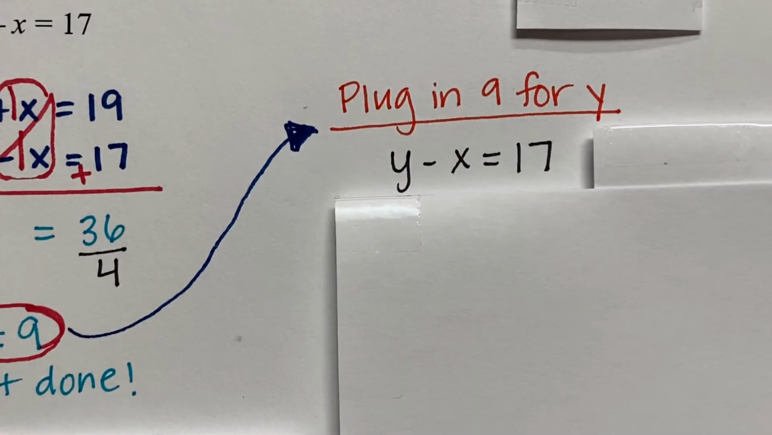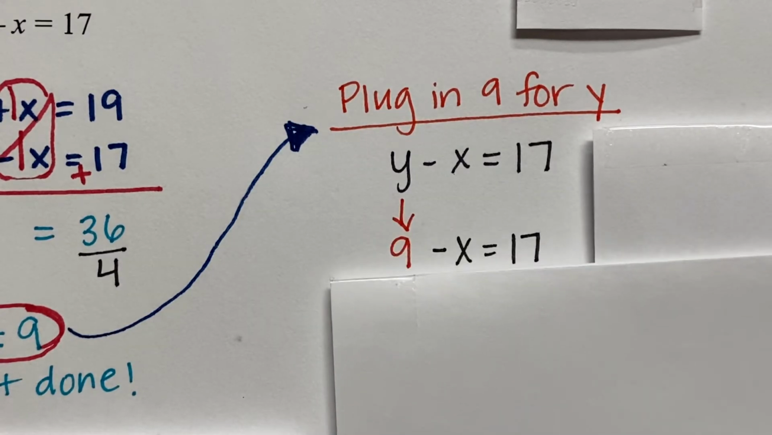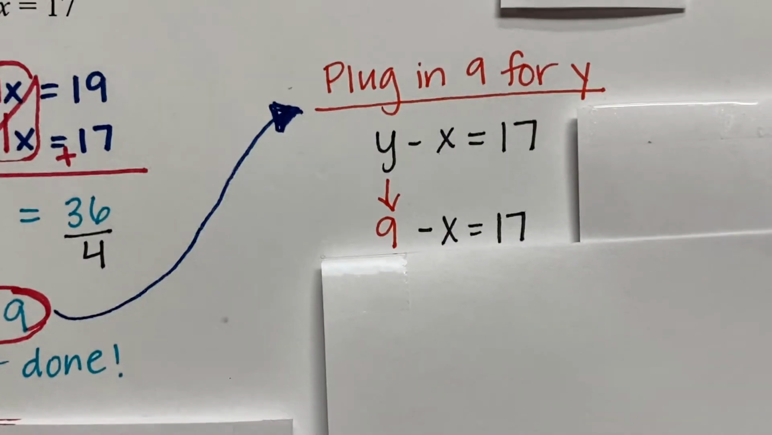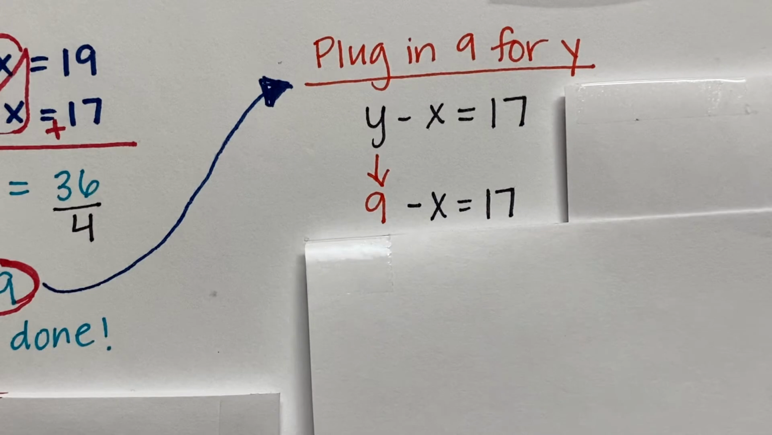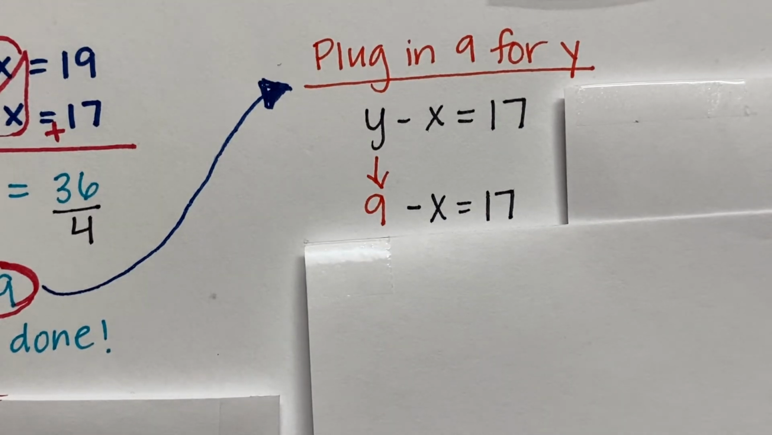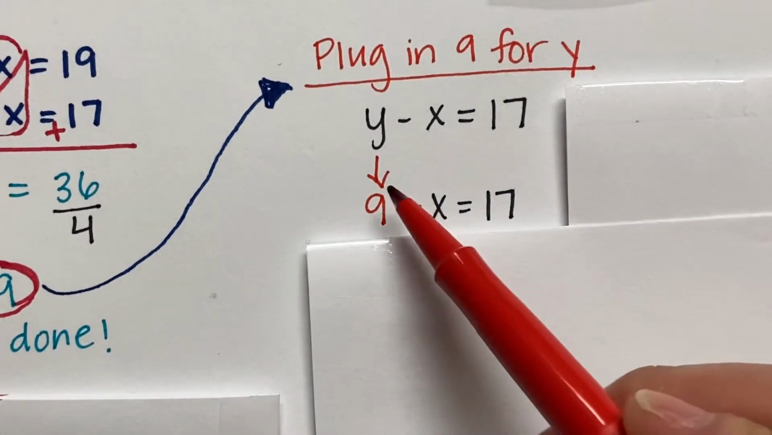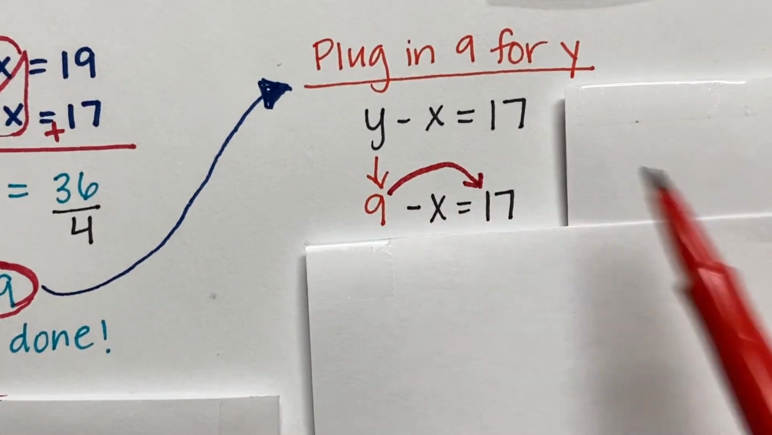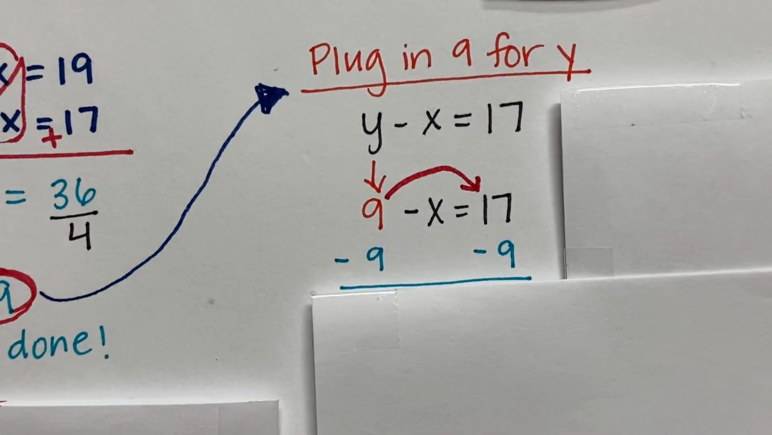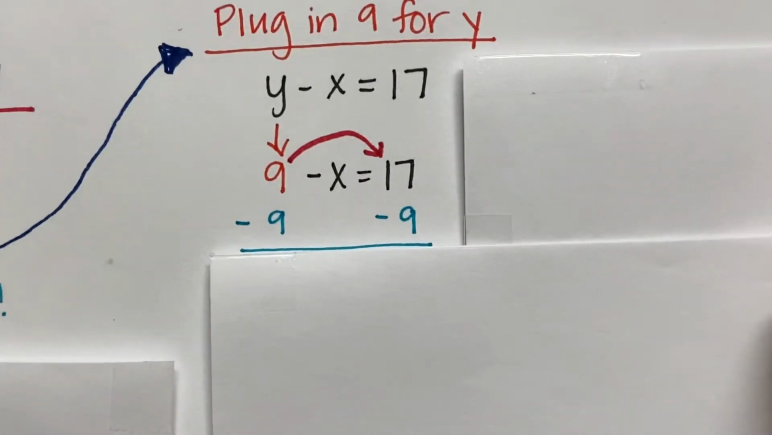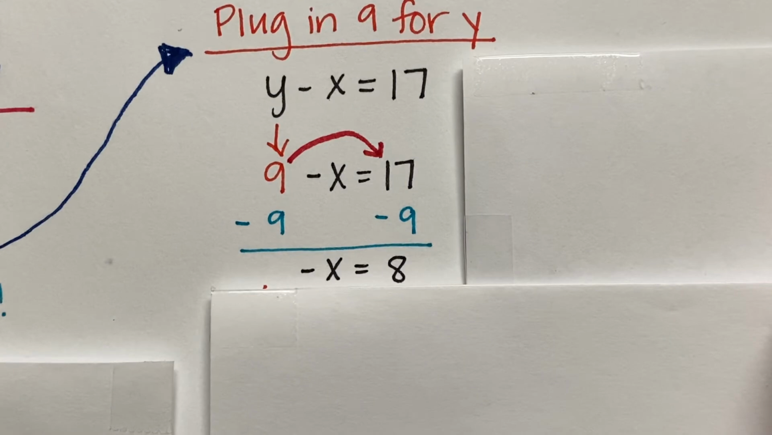So if we use y minus x equals 17, and we're going to plug in a 9 for y, it's going to be 9 minus x equals 17. So I said 7 earlier, 17. So here, if I want to solve for x, I need to move that 9 over to the other side. The only way you can move that 9 over is by using subtraction. So you're going to subtract 9 from both sides, and then you're going to get negative x equals 8.